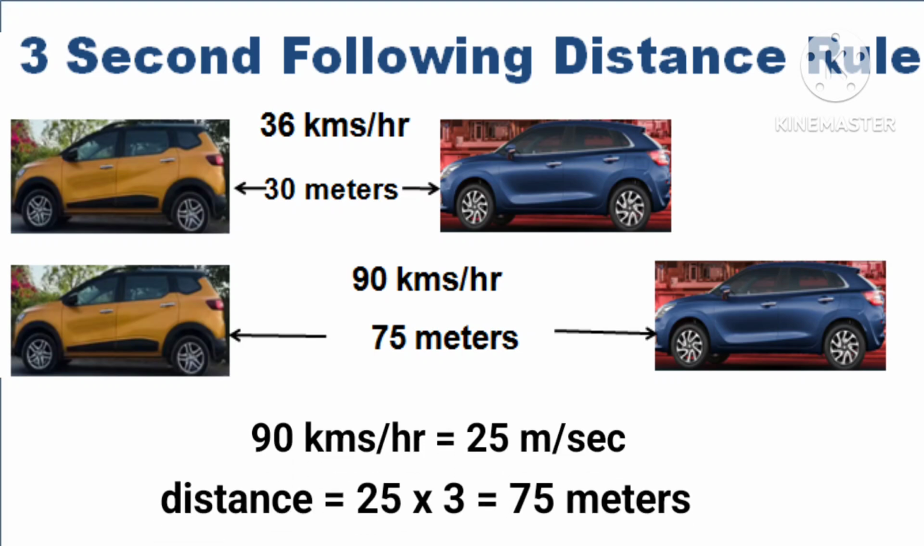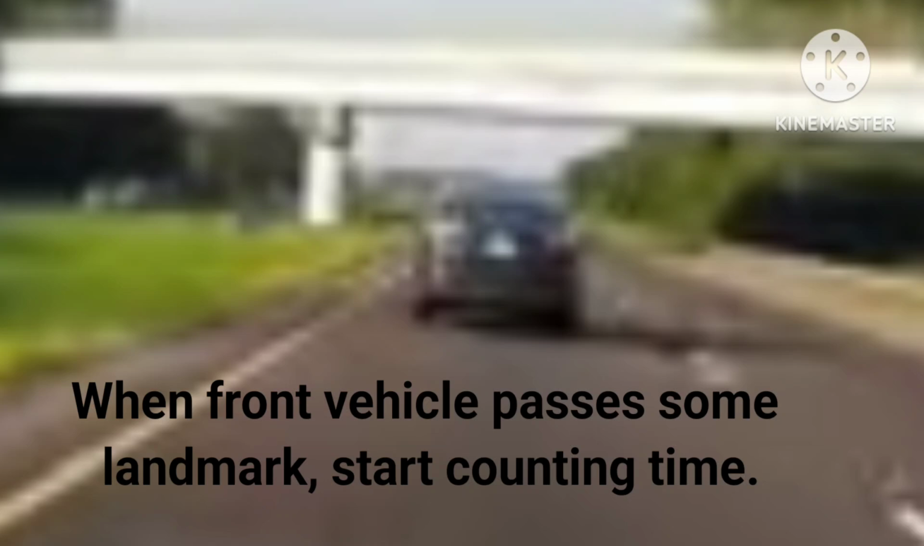A speed of 90 km per hour means 25 meters per second. Therefore, at 90 km per hour, safe following distance is 25 into 3, which is equal to 75 meters. Let us see how to check this 3-second safe following distance practically.